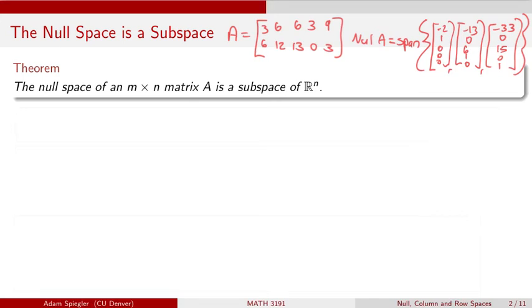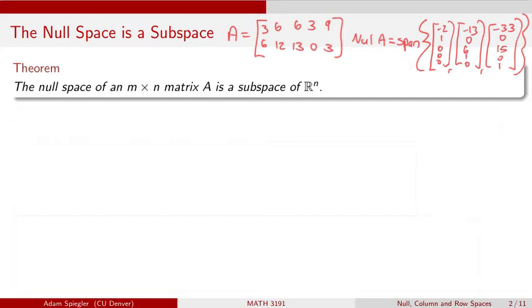Okay, welcome everybody. In this video, we are going to prove the following claim: for any m by n matrix A, the null space of that matrix is a subspace of Rn, which is its domain. Recall in the previous video, we looked at this matrix A, and we were able to find the null space of A, and we represented this as the span of these three vectors.